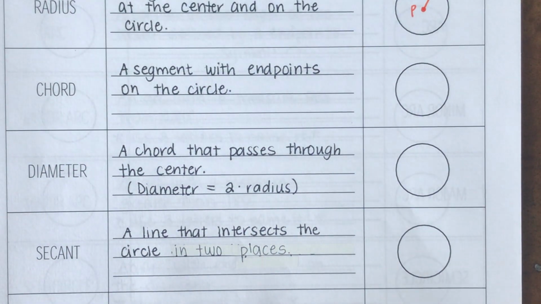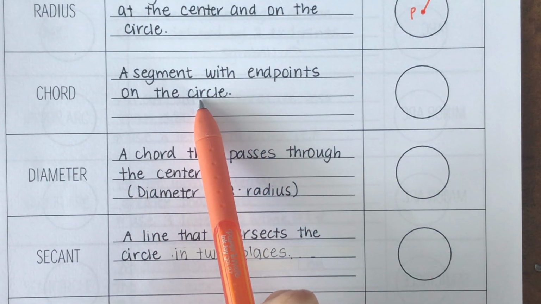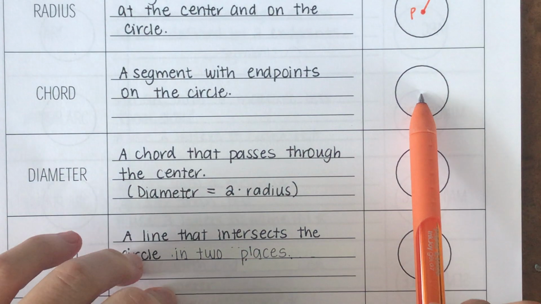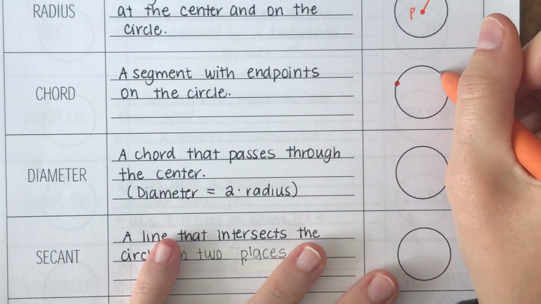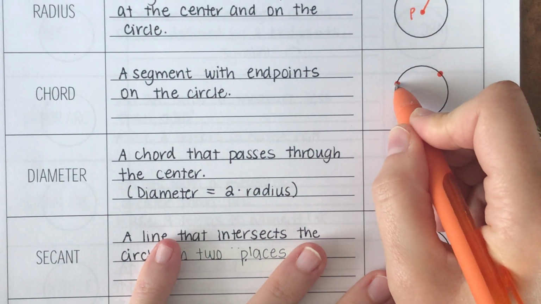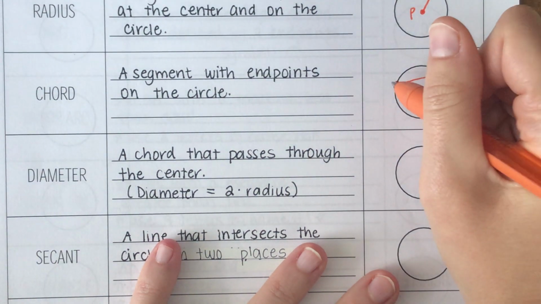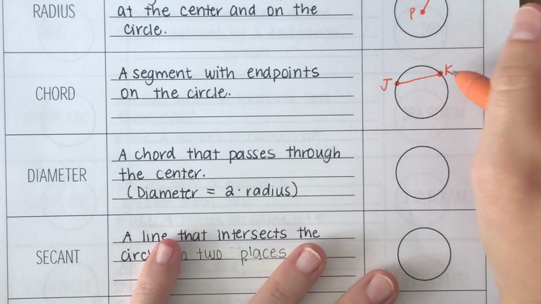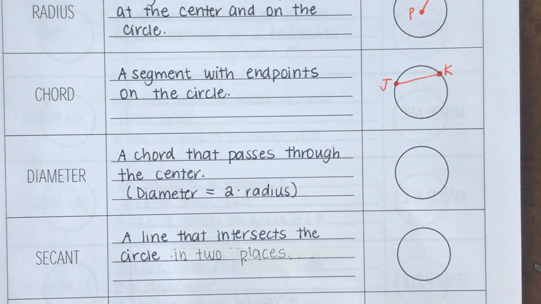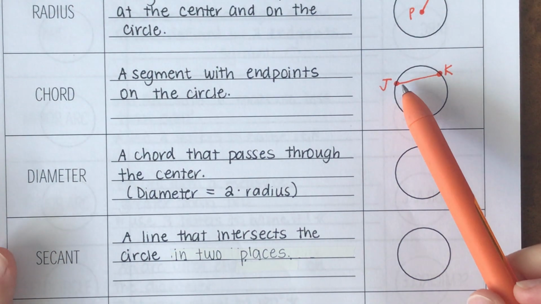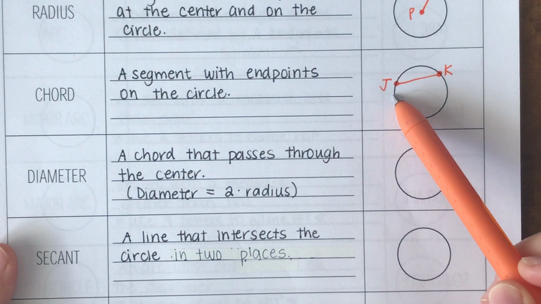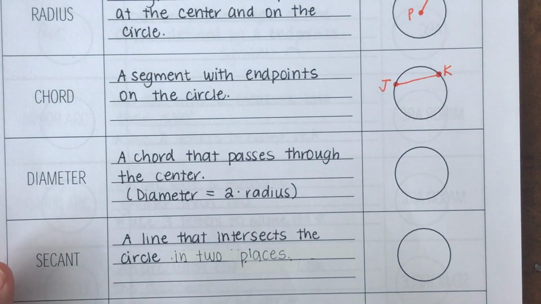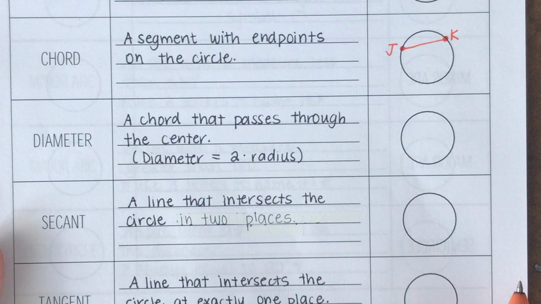My third word is chord. Chord is a segment with endpoints on the circle. So it doesn't go through the center. They're just 2 points that are somewhere on the circle. And they can be anywhere as long as they're on the circle. Okay, so I've got my 2 points somewhere on the circle. They do not go through the center. So you can have a chord that goes this way, you can have a chord that goes up and down, left to right. It doesn't really matter as long as you've got 2 points on the circle.